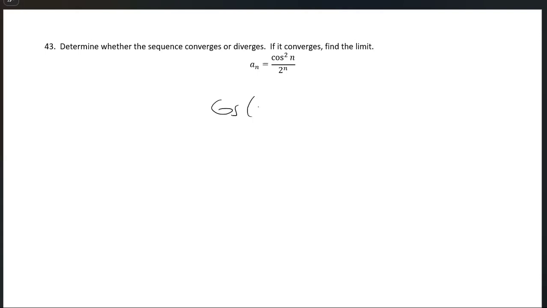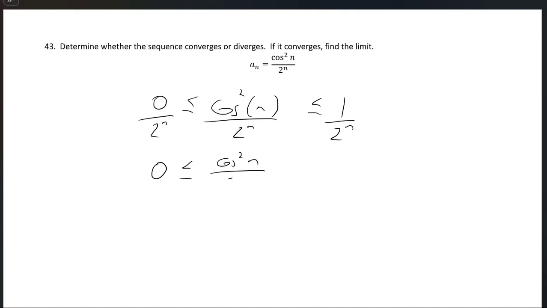Cosine of n. What's the range of cosine of n? Between 1 and negative 1. Okay, so if we do cosine squared n, that is between 0 and 1. Okay, now let's just divide by 2 to the n everywhere. So 0 is less than or equal to cosine squared n over 2 to the n, which is less than or equal to 1 over 2 to the n.